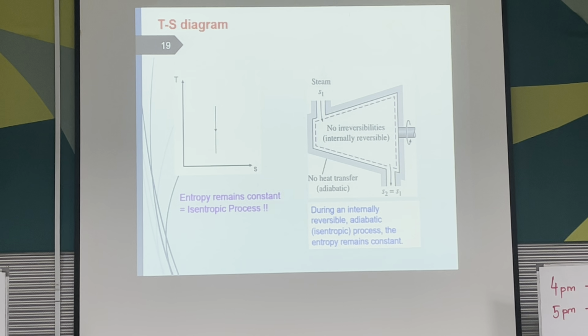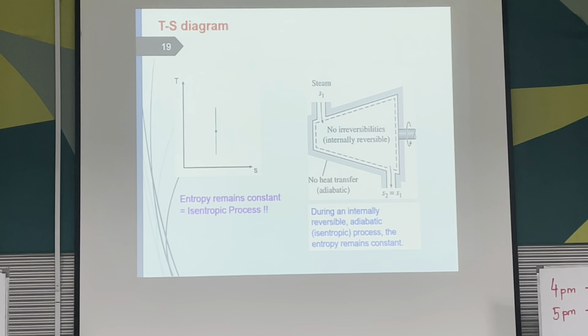If entropy remains constant, which is an isentropic process, then it will just be a vertical line because S doesn't change. So during an internally reversible adiabatic process, the entropy remains constant. Yeah, that's pretty much it. So no irreversibilities.